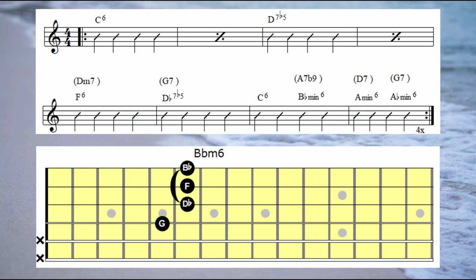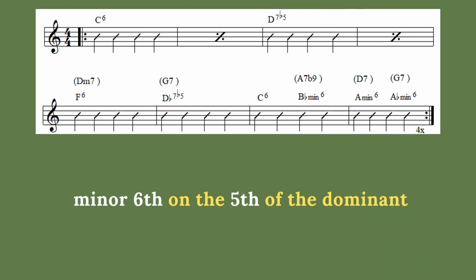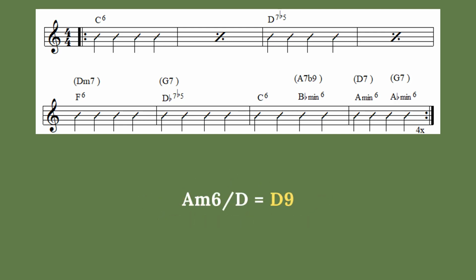Now moving on to bar 8, and the original chord was D7. And here we're going to apply the principle of playing a minor sixth on the 5th of the dominant. The 5th of D is A, so therefore we can play an A minor sixth here. And when we do that, the sound that's produced is a D dominant 9th chord.